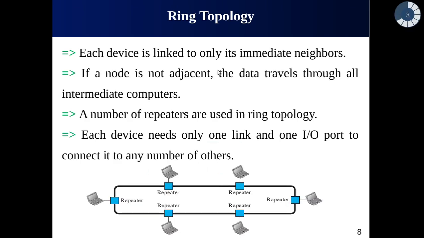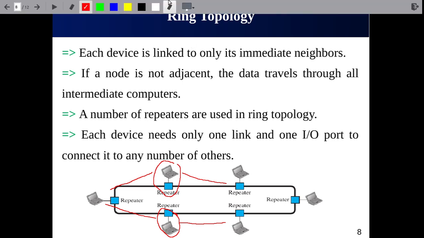Now let's move to the next topology, that is the ring topology. As you can see, it's formed like a ring. So in a ring topology, each device has a dedicated point-to-point connection with only the two devices on either side. For example, this host is directly connected with these two nodes. This host or device is directly connected with these two neighbors, one on the left and one on the right. So each device is linked to only its immediate neighbors on each side.